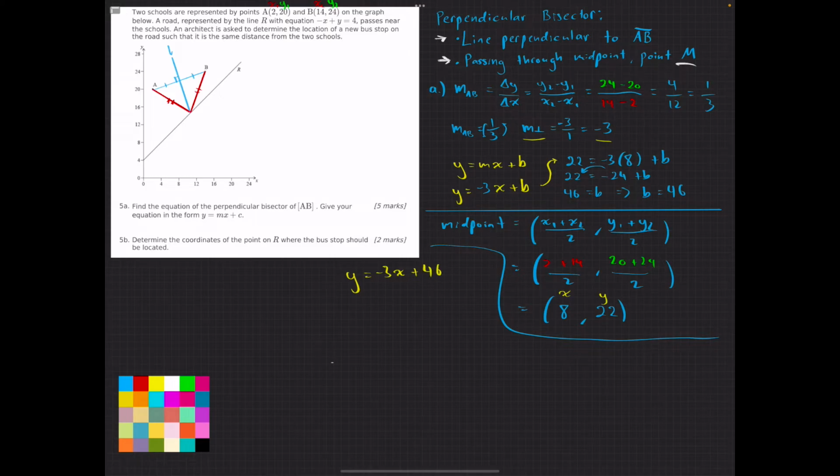Find the equation of the perpendicular bisector. Give your equation in the form of y equals mx plus c. And there it is. y is equal to negative 3x plus 46.